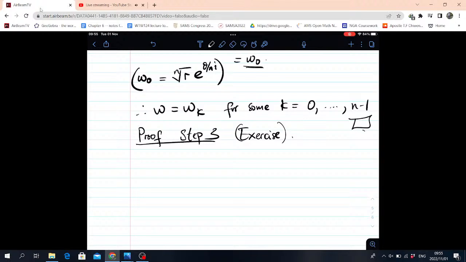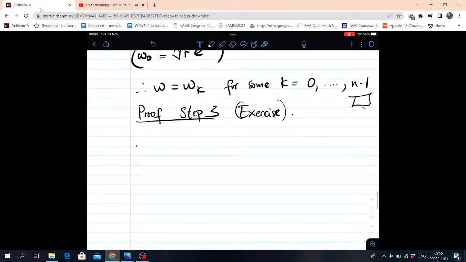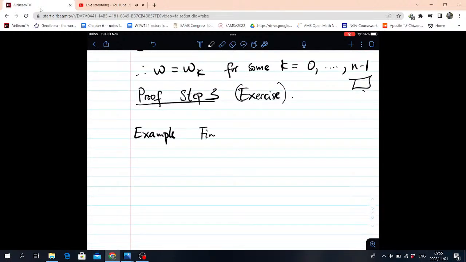Now that we've got this theorem that tells us how to find all the nth roots of a complex number. So, an example: find the fourth roots of the complex number z, which is equal to minus 2 root 2 minus 2 root 2 i. You have to write them in standard form.